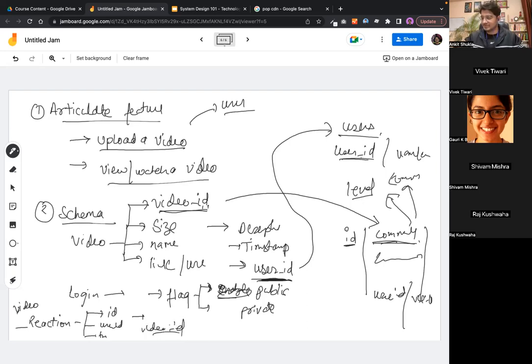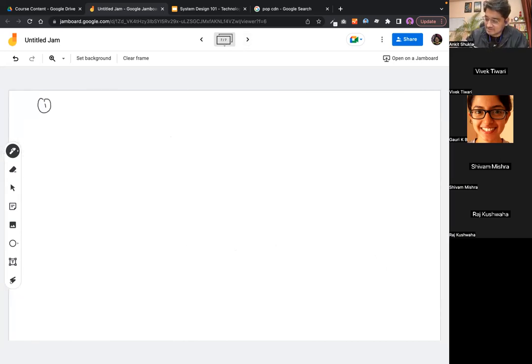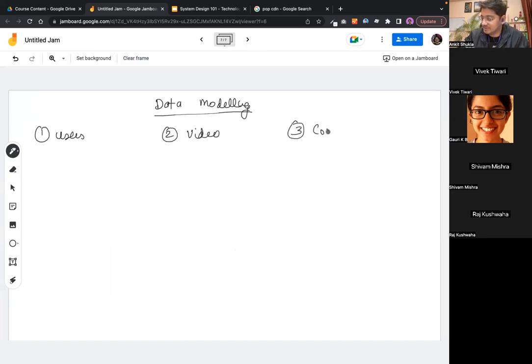Okay, so now you understood, right? So we will go ahead and create tables. Data modeling, okay. First we have the users table. Then we have the video table. Then the third was the comments table. And then we have the reaction video table as well. Okay, this should be enough for our use case. So any questions so far, guys?